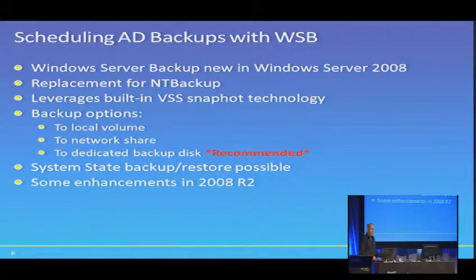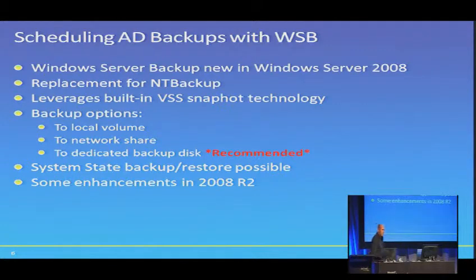So Windows Server Backup leverages the underlying volume shadow copy service technology. So basically it's snapshot-based and takes block-level copies of source volumes to a target volume. You have 3 backup options with Windows Server Backup. The first is to a local volume, second is to a network share, and the third one is to a dedicated backup disk.